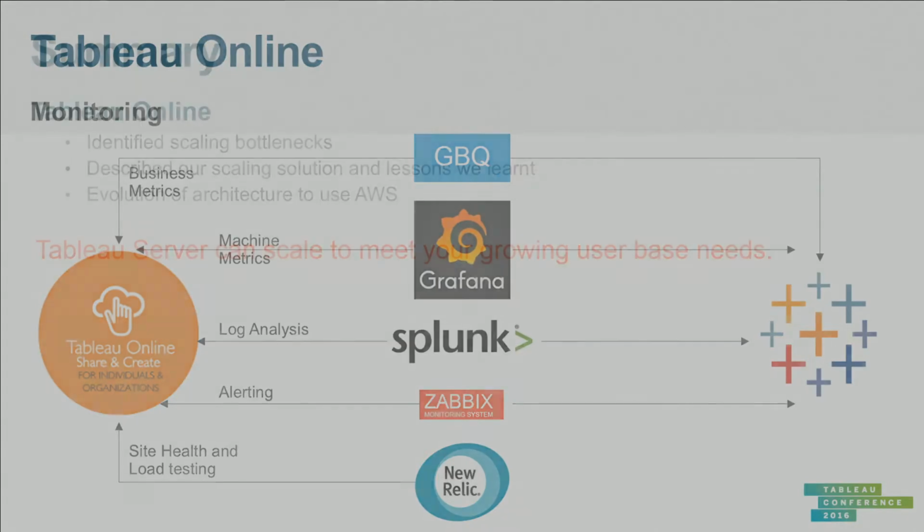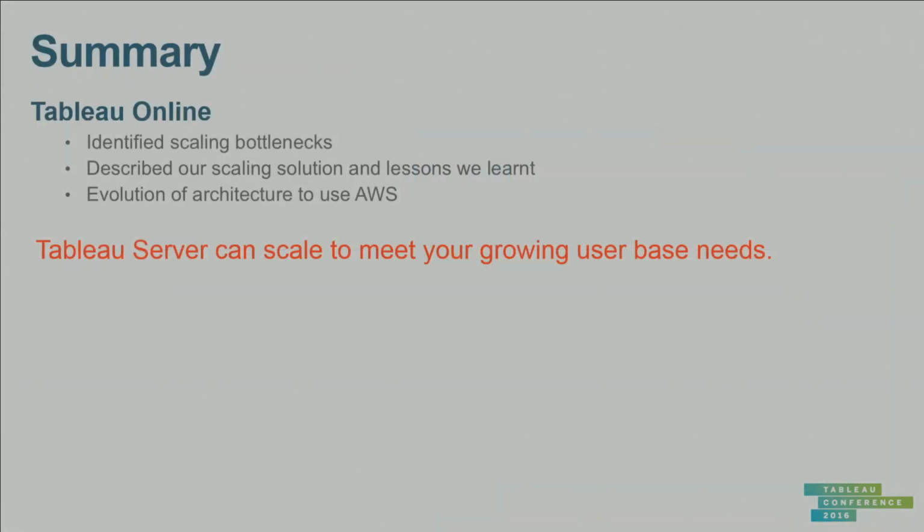All right, so in summary, I did talk about some of the bottlenecks that we have. I described our scaling solution. And then the final thing is where we are heading in 2017 with the evolution of our architecture. The thing that I want to leave you guys with is Tableau Server scales. It scales for your needs. It scales for the SaaS use case. It scales for the public use case.